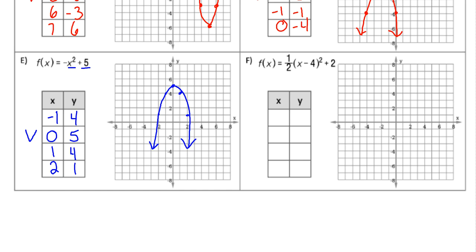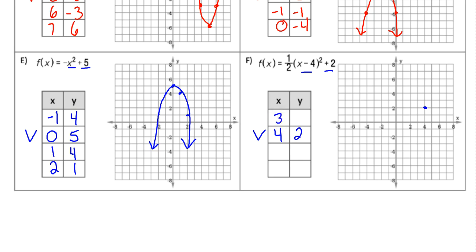Okay, last example here. My vertex in this one is at 4 and 2. So plotting that on my graph, looks like that. This one has a 1/2 out in front, so I know it's going to open up and it's going to be a little bit wider. So I might pick a 3.